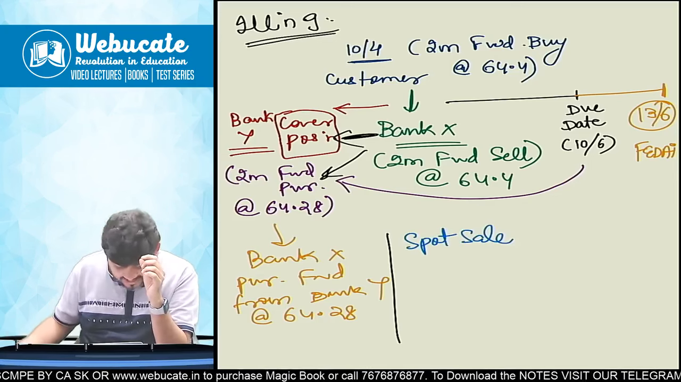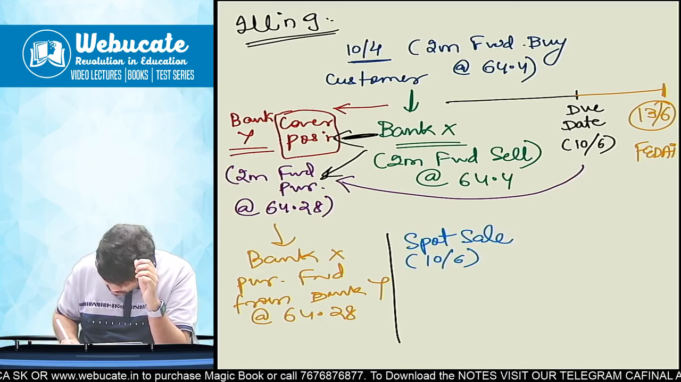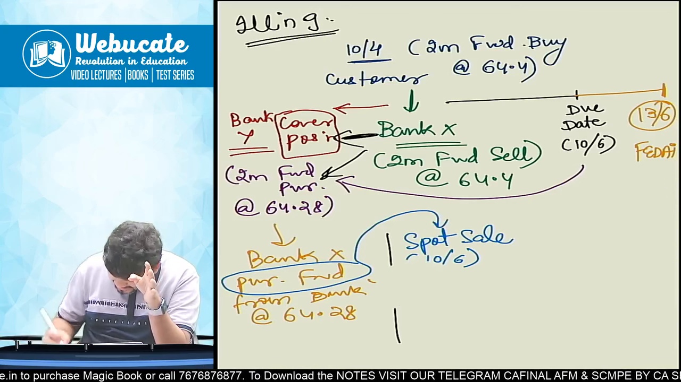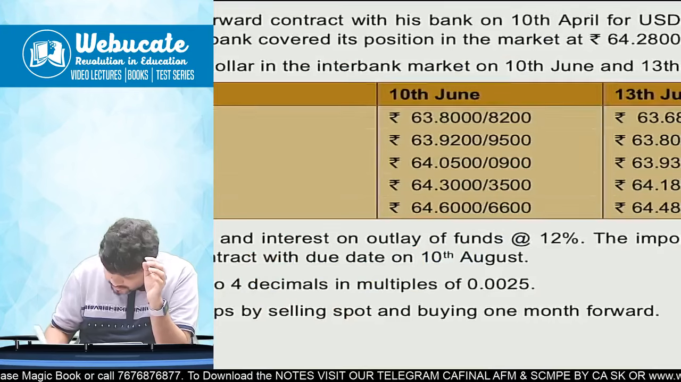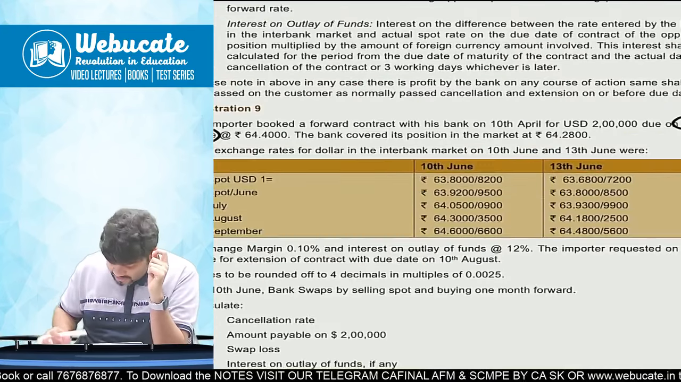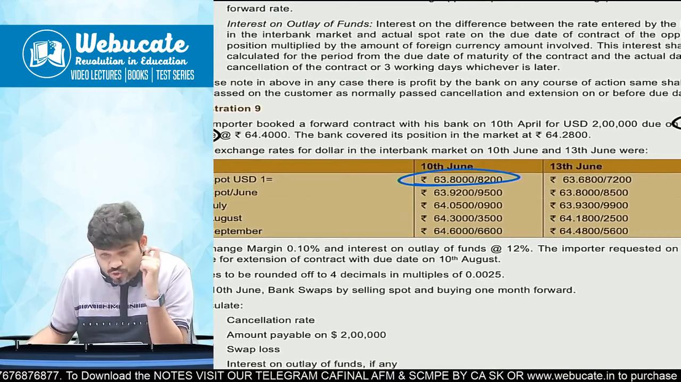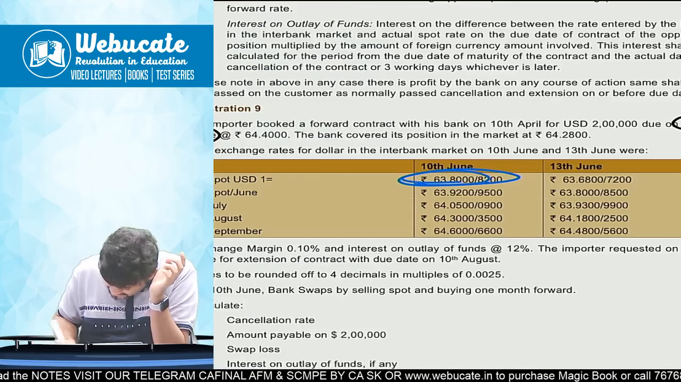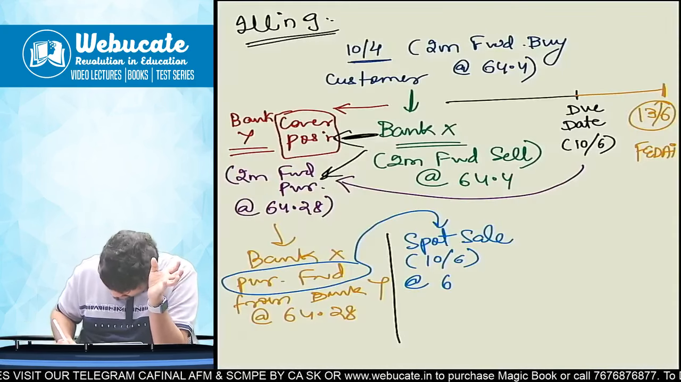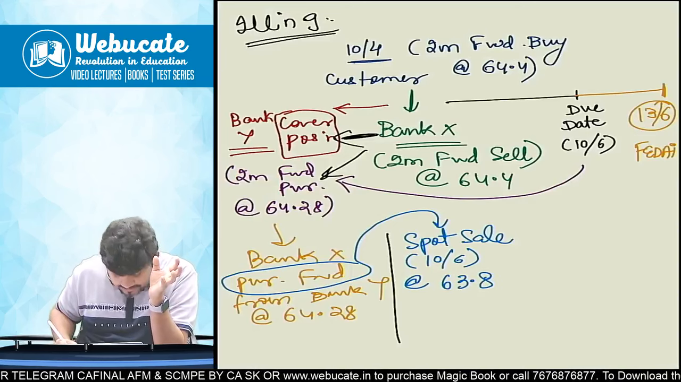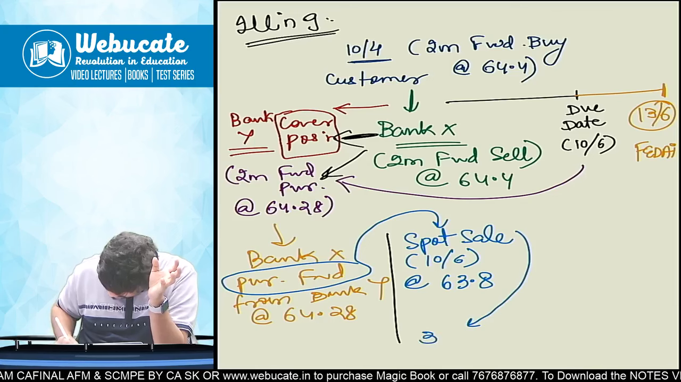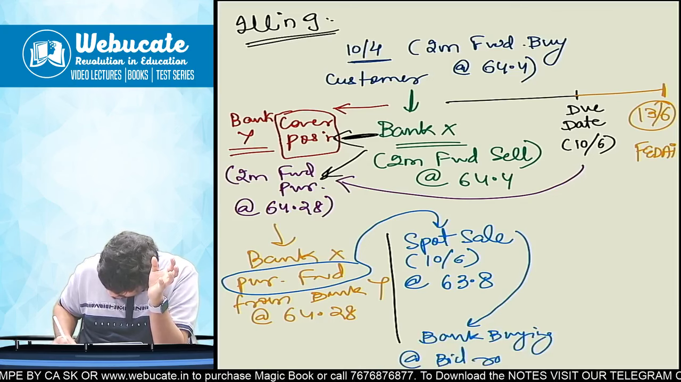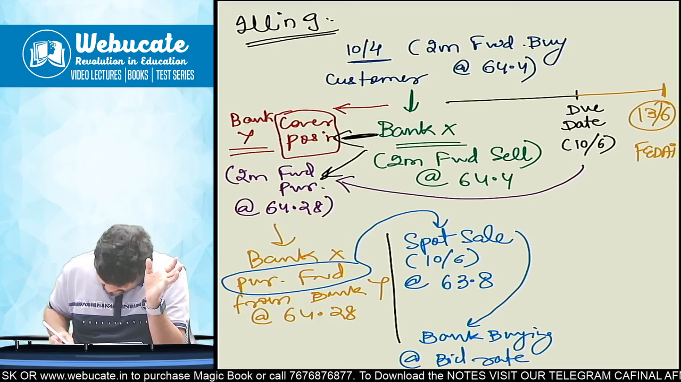Spot sale on 10th June of this forward purchase. I will have to do a spot sale at the rate. What is the spot sale? Today is 10th June. So if you are selling, the bank is buying at the bid rate, 63.8. Right? So spot sale means the bank is buying always at the bid rate. Got it, sir.